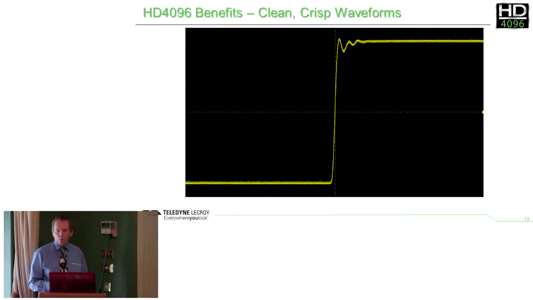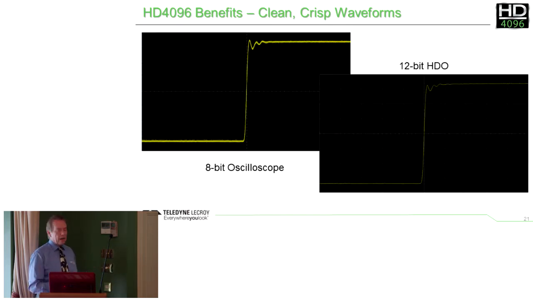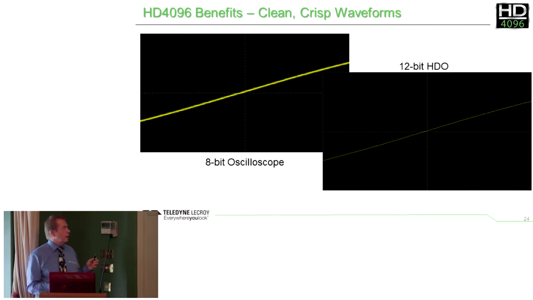So how does that look when we look at the waveforms themselves? Well, I've got a waveform here, looks pretty good. This is actually on an 8-bit, looks pretty good. If we look at that on a 12-bit, you find it's that much thinner. So it just crisps everything up. Your waveforms are much cleaner, much crisper. But what it also means is you get a lot more accuracy in your vertical measurements.